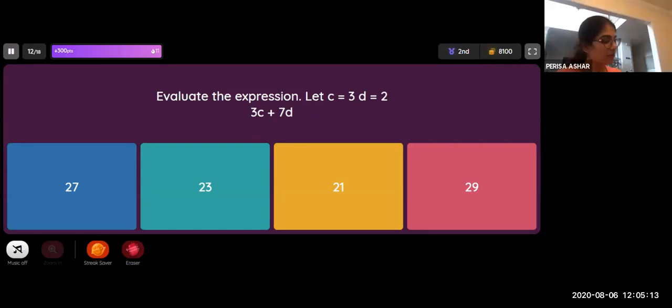So good job, good job. I see the correct answer. The answer is 23, because 3 times 3 is 9 and 7 times 2 is 14. So you have to first plug in your variables. Once you have that, 9 plus 14 is 23. So you are correct. Yes.